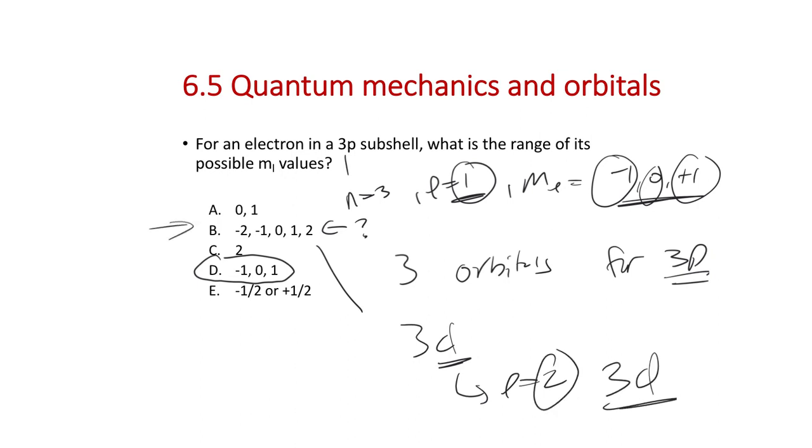So for 3d, the answer would be B. So we said, what's the range of m sub L values for a 3d orbital? The answer would be B. For the 3p subshell, D.